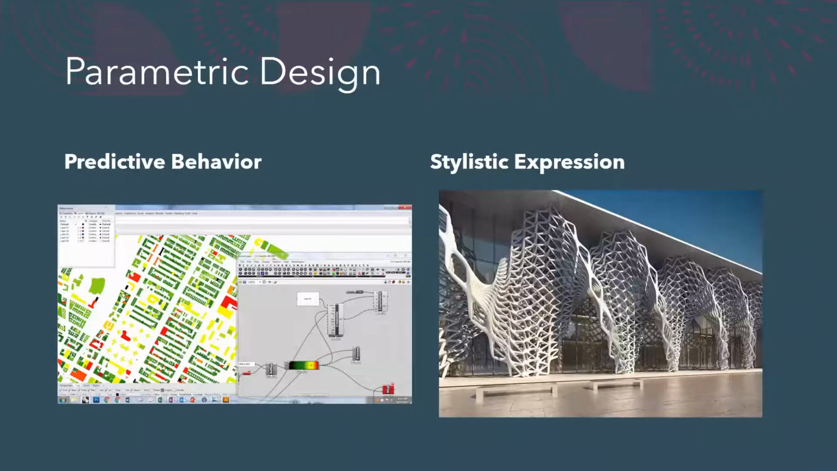However, there are several types of parametric design. I'm just going to focus on one, but let me identify the two most common ones. The first is the stylistic expression that you see on the right, which I mentioned in the previous slide. The other, more popular one that you probably know of is predictive behavior, using parametrics to predict the behavior of buildings, that being building systems, structure, life cycle, occupancy, scheduling, etc.